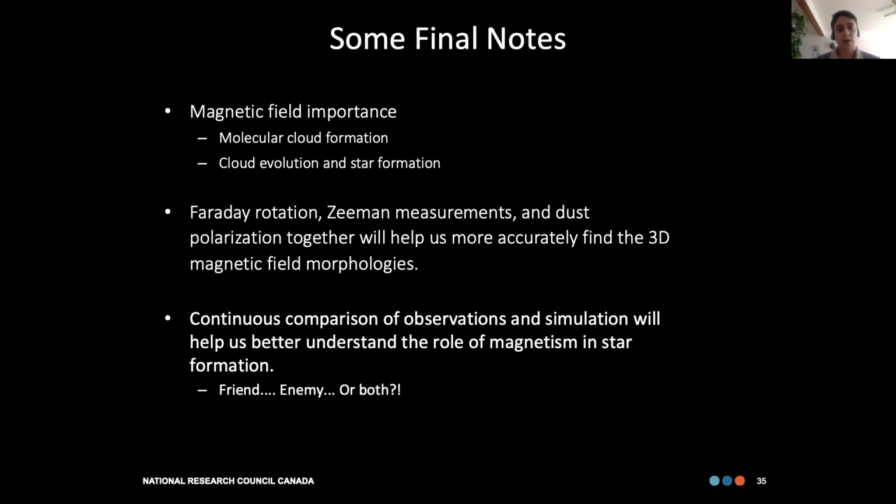And then we need to have continuous comparison between observations and simulation to help us better understand the role of magnetic field in star formation. Is it a friend of star formation, an enemy, or both? And with that, I'm happy to take any questions.